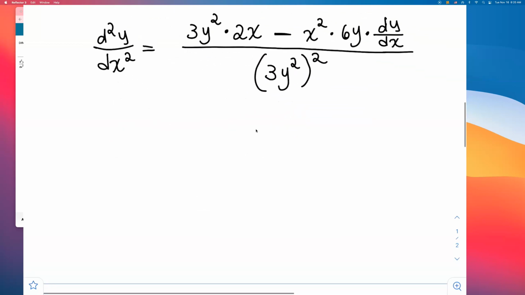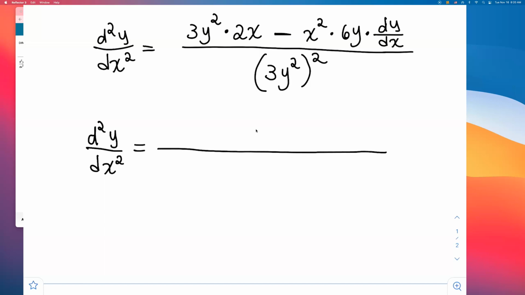The second derivative of y with respect to x is, the denominator is 9y to the fourth power. If I square 3y squared, that's going to be 9y to the fourth power, right? So we're okay with the denominator. Let's look at the numerator. If I multiply these two and put it in nice order, I will get 6xy squared. That's good. Next, I have minus x squared. Oh, hold on, I'm trying to simplify this.